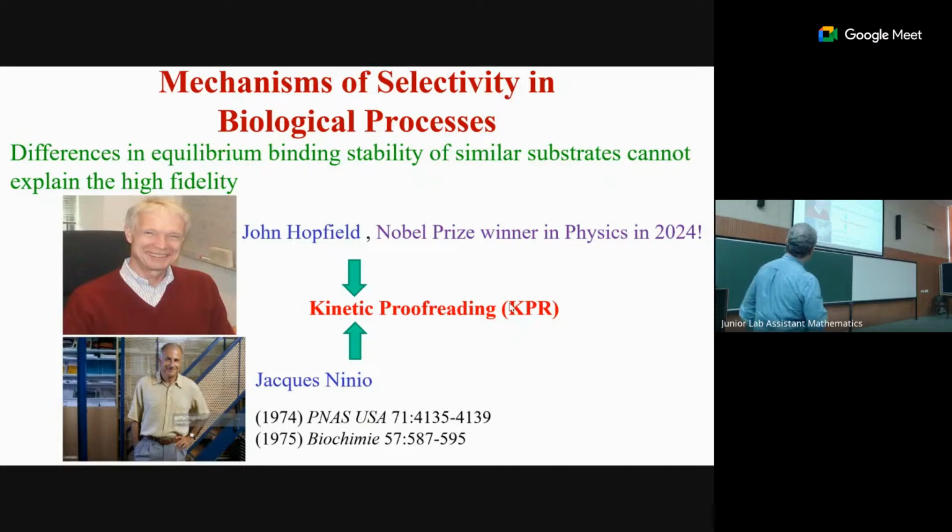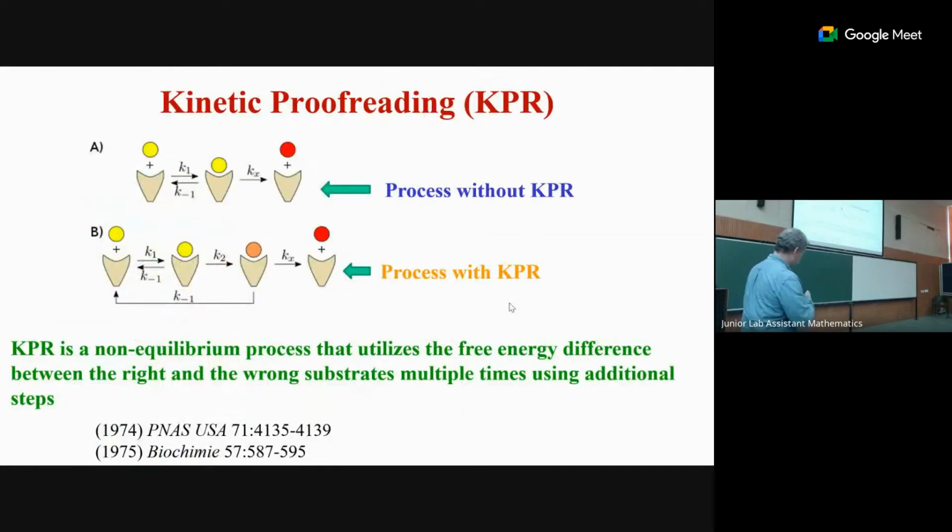Now, there are 2 important people who contributed to kinetic proofreading. One of them is John Hopfield, Nobel Prize winner in physics in 2024, not for this work but for associative memory, although I think this work is better. Another was Jacques Ninio, a French scientist. Hopfield had a paper in PNAS in English; Ninio had a paper in French in Biochimie. Who reads French journals? I don't know. So people don't know much about Ninio, although his work is as good as Hopfield's. They came up with this idea, which is known as kinetic proofreading.